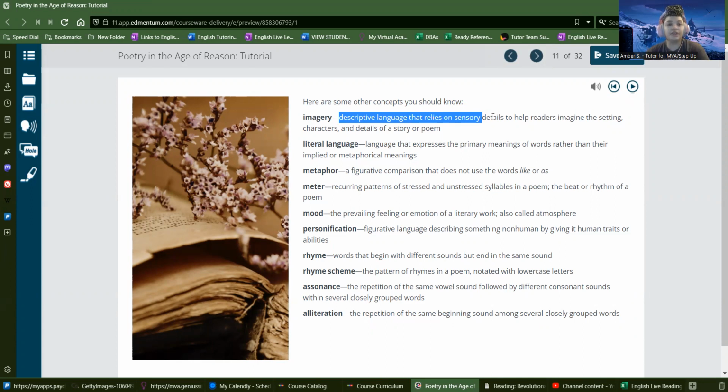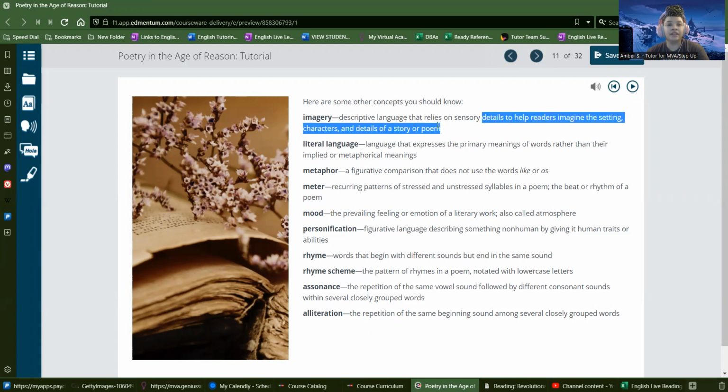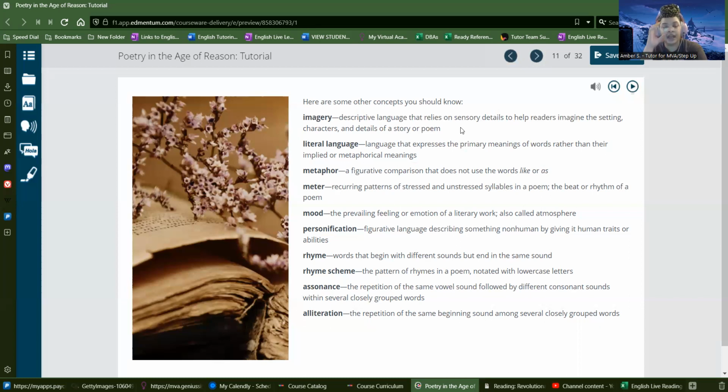So you're describing things in a way that can help readers imagine the setting, the characters, or details of a story or poem. So, for example, you could say, I walked into my friend's house and it smelled sweet. So we all have an idea of what something sweet is and what sweet smells are, but that doesn't help you imagine the exact type of scent that was in the house.